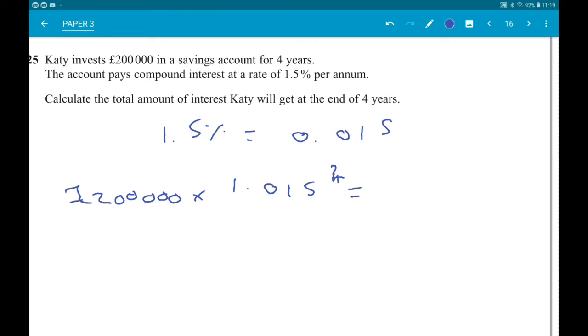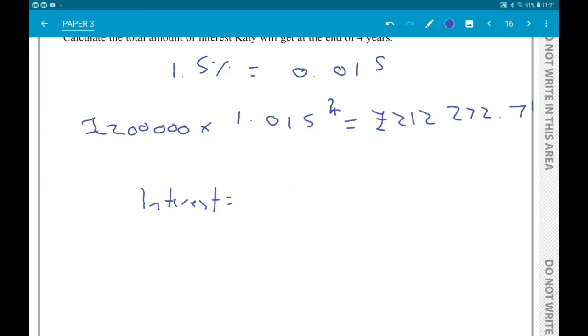Now that gives us £212,272 and 71p. So the interest is the stuff on top of £200,000. So that's £12,272 and 71p.